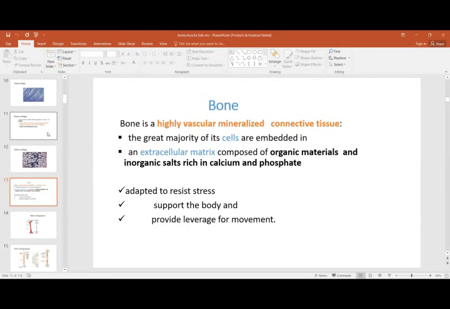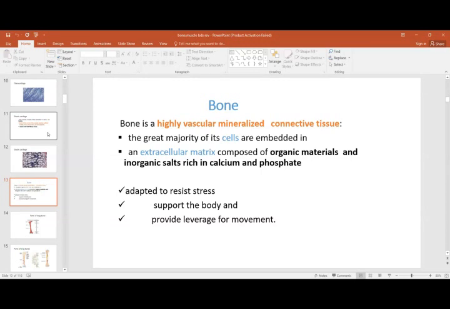Now, what exactly is matrix? We said connective tissue, basic components of connective tissue are the cells, fibers, and the ground substance. But when you collectively talk about fibers and ground substance, we label it as matrix. So cells and matrix is a short hand for the components of the connective tissue. So majority of the cells, they are embedded in this extracellular matrix, which is having both organic and inorganic components.